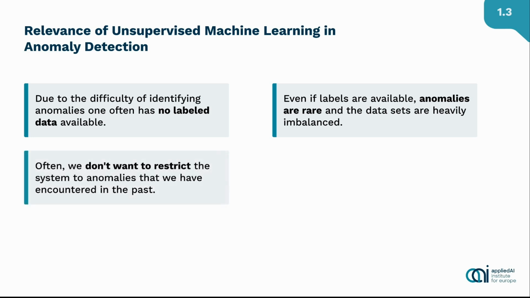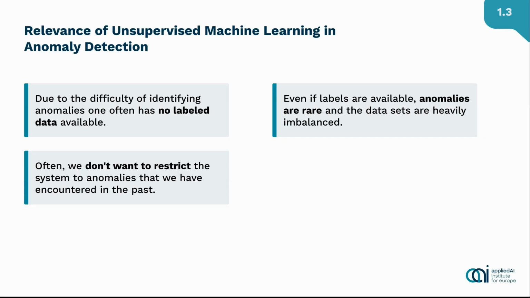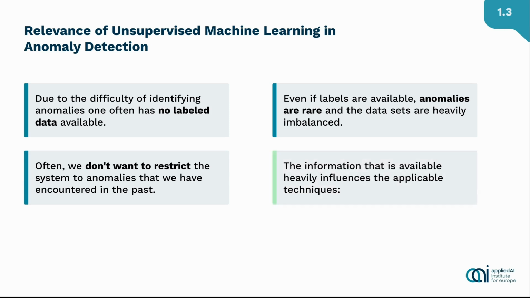Finally, we might not even want to restrict our system to anomalies that we have encountered in the past. For instance, consider the scenario where the anomalies are generated by an adversary, as in the credit card fraud case. In this case, the adversary might change his behavior over time, and we want our systems to cope with that. So that means that the information that is available heavily influences the available techniques.